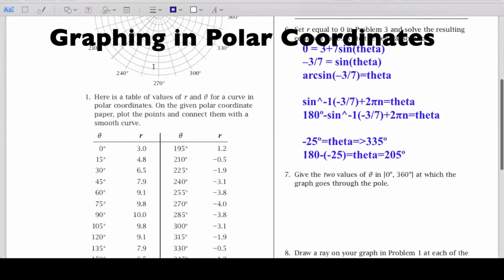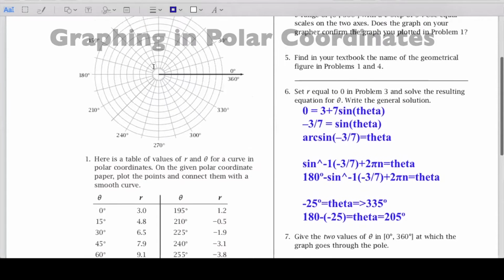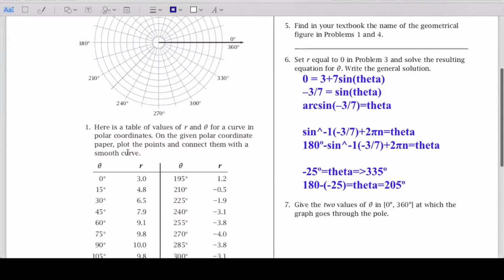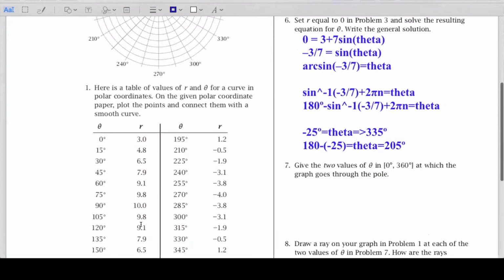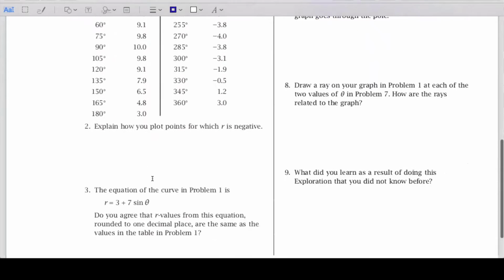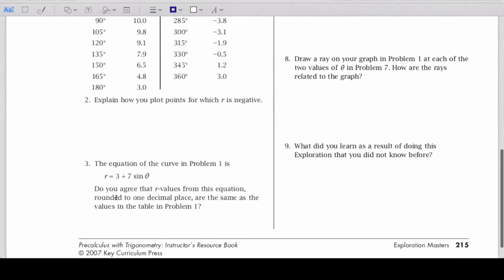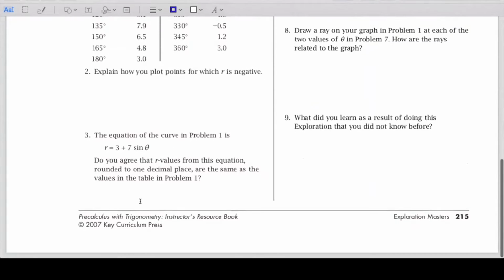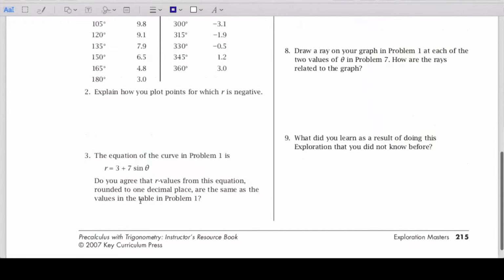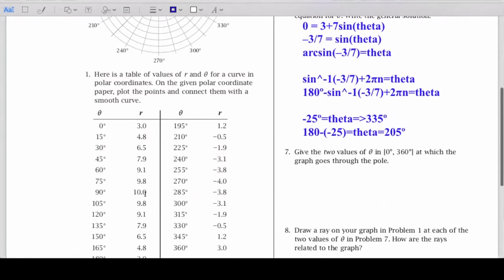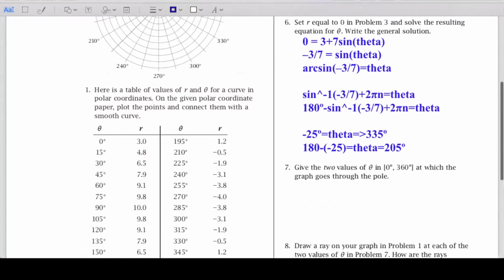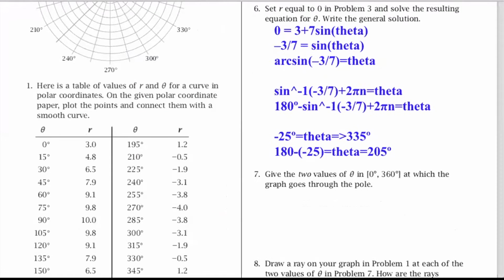This was the assignment from yesterday, from the last time. The first part of it was just a question of plotting points, because that's good practice. And then they told you what the equation was for the curve, which means it wouldn't be bad for you to go back and look at the equation and the graph.